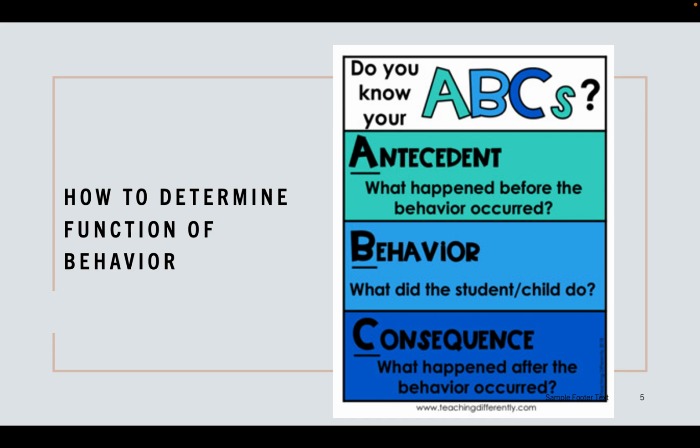Okay, so how do we determine the function of behavior? Well, we like to use an antecedent behavior consequence chart, or we can also say an ABC chart. And this is a great tool to figure out why a behavior is occurring because we can write down exactly what happens before the behavior occurred, which is the antecedent. We can write what the behavior is, so what did the student or child do, and the consequence of what happened right after the behavior occurred.